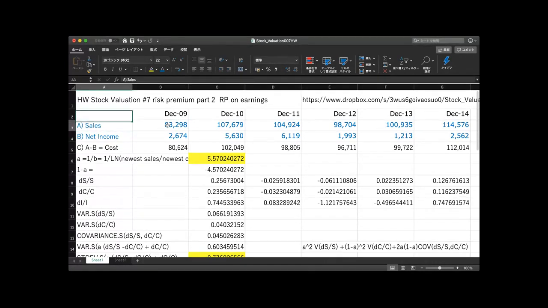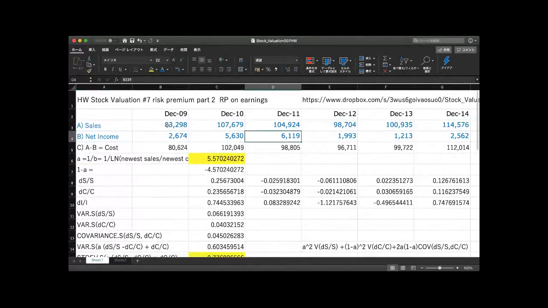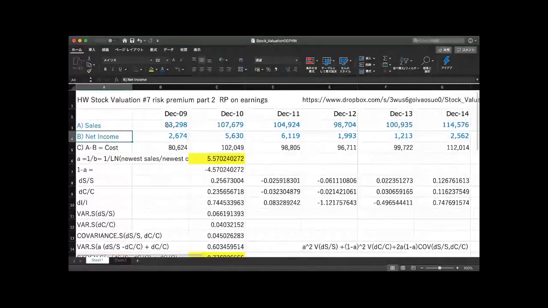So, for example, we have sales samples, 12 in number, and net income numbers. Also, we have 12 samples. This is it. What is the risk premium? It would be the standard deviation of the growth rate on net income, which is the risk premium on earnings. So let's first get the growth rate on net income.